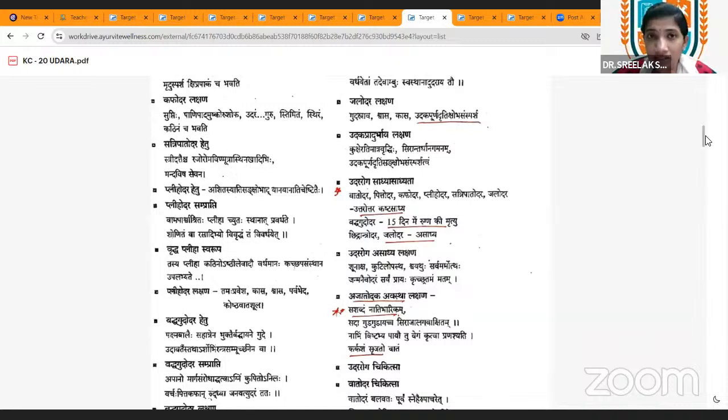But in Ashtanga Hridaya, note that Acharya mentioned that except Plihodara, the other 3 Udaras are Shastra Sadhya. So in Ashtanga Hridaya, Plihodara is not indicated for Shastra Karma. Understood? This is an important point. So all these last 4 types of Udaras are Shastra Sadhya, except Pliha, as mentioned in Ashtanga Hridaya. And the other 4 types are Aushadha Sadhya.